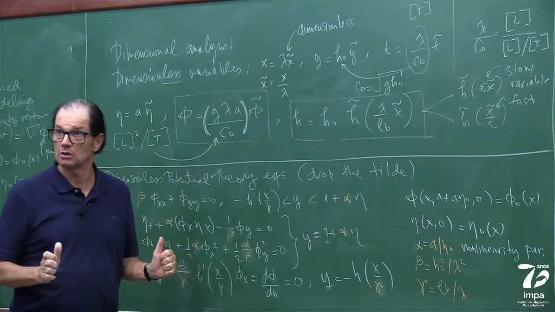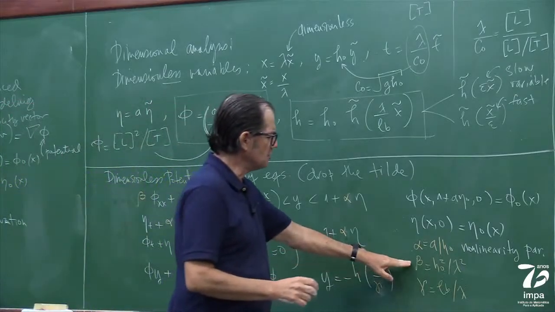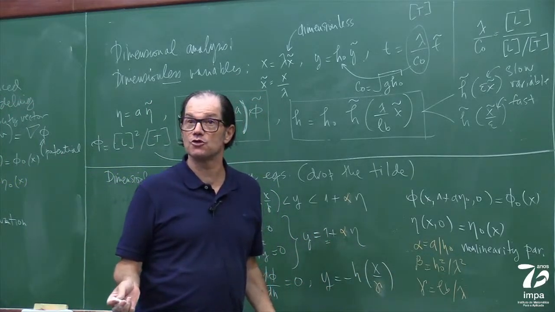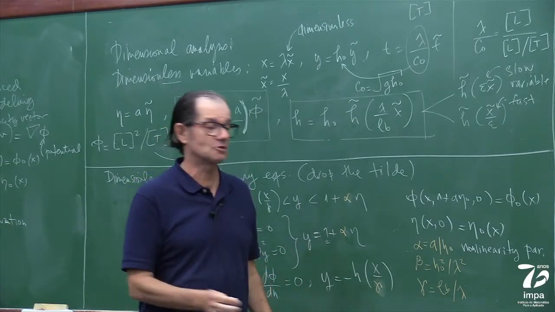Okay? Cool? Now, second parameter. This parameter here, beta, we call it the dispersion parameter. You will learn, maybe today, maybe next class, why the name dispersion.